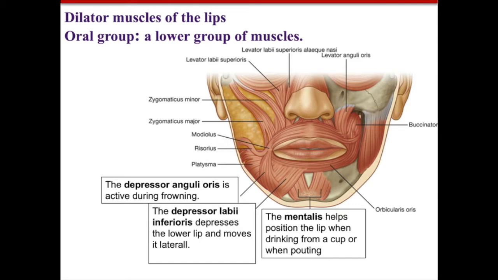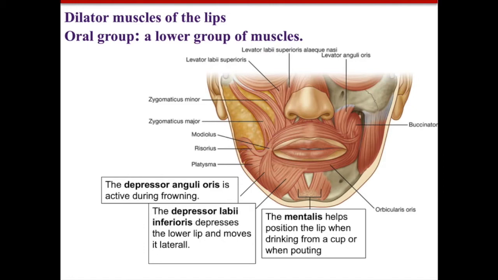And here we have, pay attention to the names, because the names do help you. Depressor anguli oris, so the depressor of the angle of the mouth. Depressor labii inferioris, so the depressor of the inferior lip. And the mentalis. So I'm not hoping that you are able to identify all these muscles. You have to pay attention to the big ones, the ones that you can easily see in a diagram, but you have to have an understanding where those muscles are.